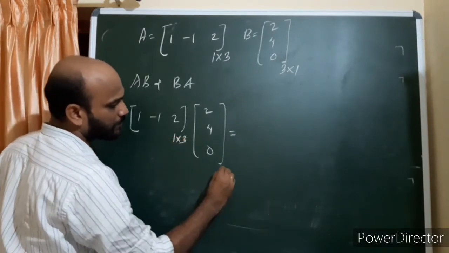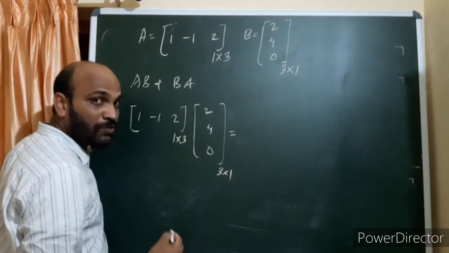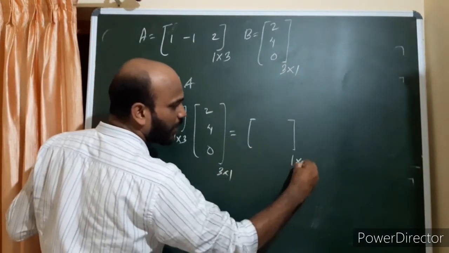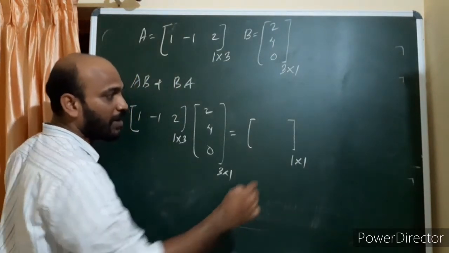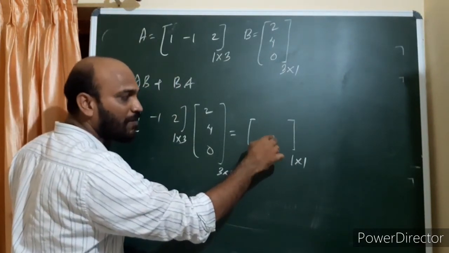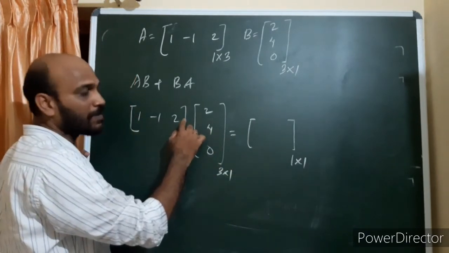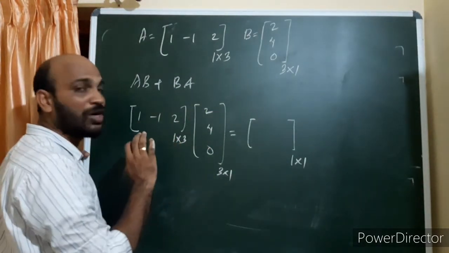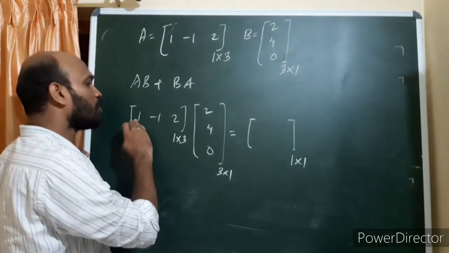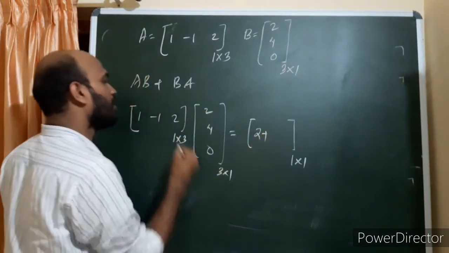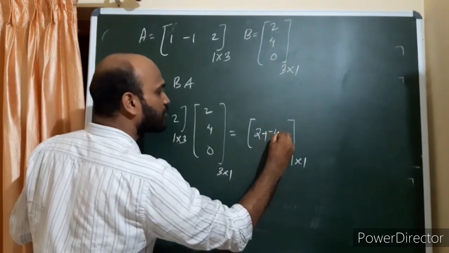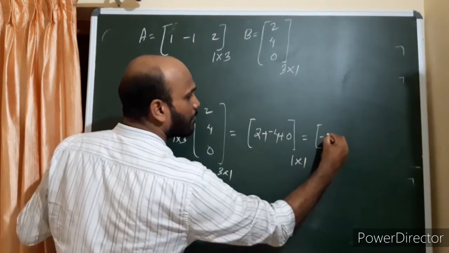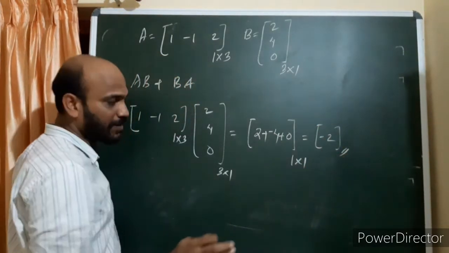1 by 3, 3 by 1. So what is the order of the resultant matrix? The order of the resultant matrix will be 1 by 1. That means there is only one element. That is A11. In order to get A11, you have to take the first row and multiply with the first column. Here there is only one row and only one column. That means you have to multiply row and column. So 1 into 2, 2 plus minus 1 into 4, minus 4. Then 2 into 0, 0. So the answer is minus 2, a 1 by 1 matrix.